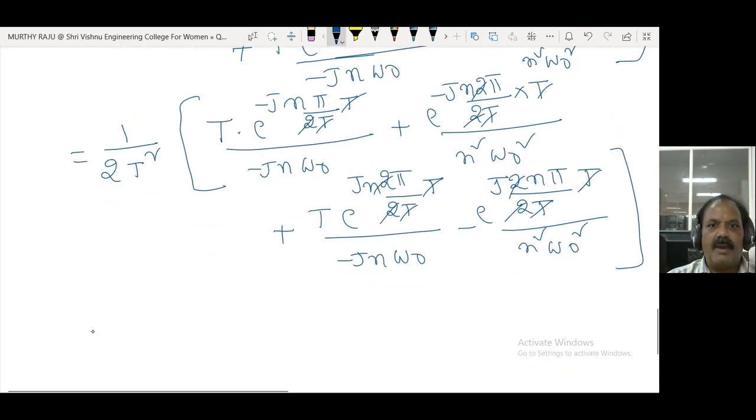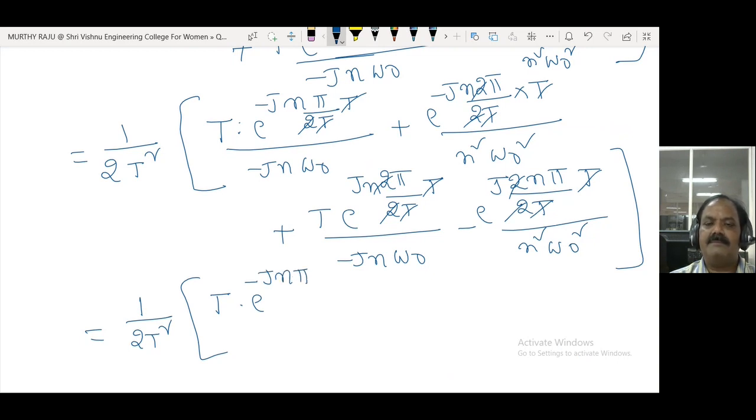Here 1 by 2T square. Here T is common. Here T into e power minus j n pi plus T into e power j n pi. Here n is not cancelled, n is there; only 2T is cancelled, pi, minus j n omega naught minus j n omega naught.